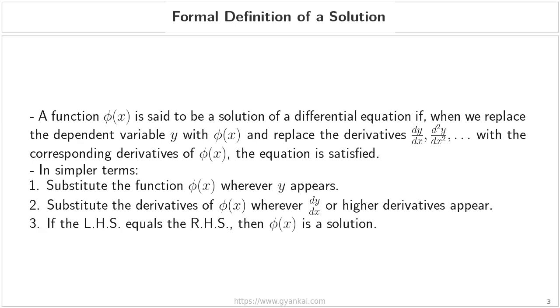If that sounds a bit technical, don't worry. Let's break it down into 3 simple steps that you can use every time you encounter a problem like this. First, take your proposed function, phi of x, and substitute it everywhere you see the variable y. Second, calculate the derivatives of that function and substitute them into the places where you see the first derivative, dy/dx, or any higher-order derivatives. And third, simply check the math. If the left-hand side of your equation simplifies to be exactly equal to the right-hand side, then you have successfully verified that phi of x is indeed a solution.